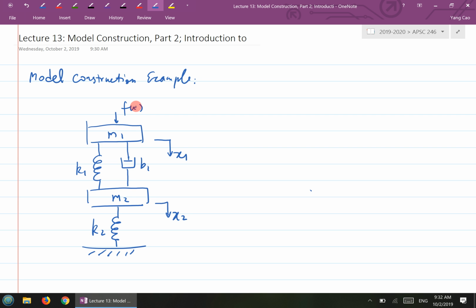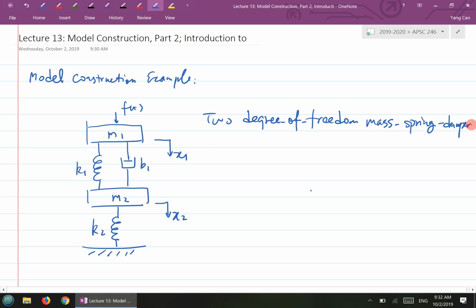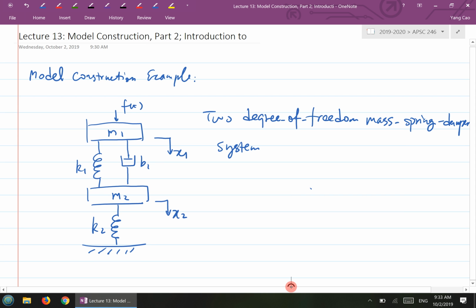For this particular system, there are two masses attached to a spring and damper and another spring here. As we discussed at the end of the previous lecture, the difference between this system and the previous example is this is a 2 degree of freedom mass spring damper system. The reason it has 2 degrees of freedom is because you have a movement of M1, you also have movement of M2, so there are two movements here. And as you can see later, the motion of M1 and M2 are actually coupled, so they affect each other essentially.